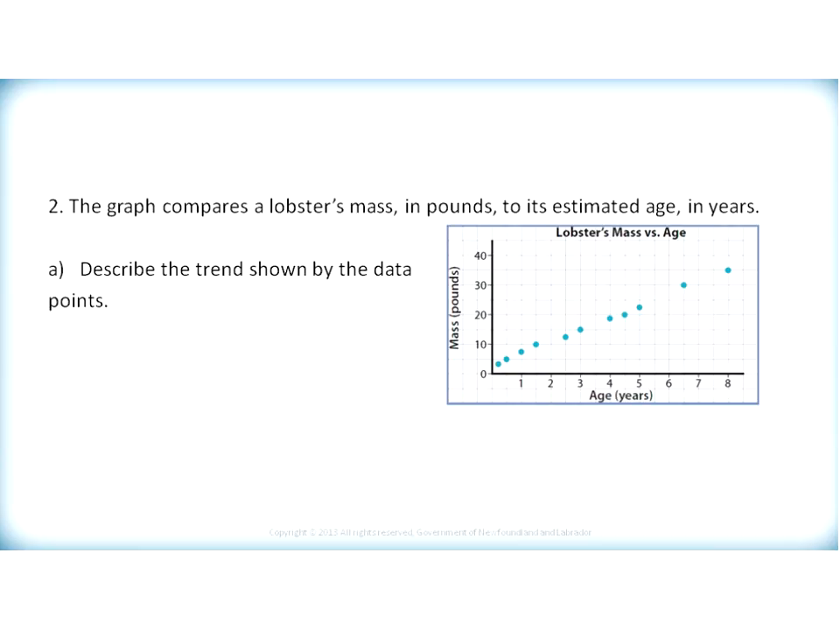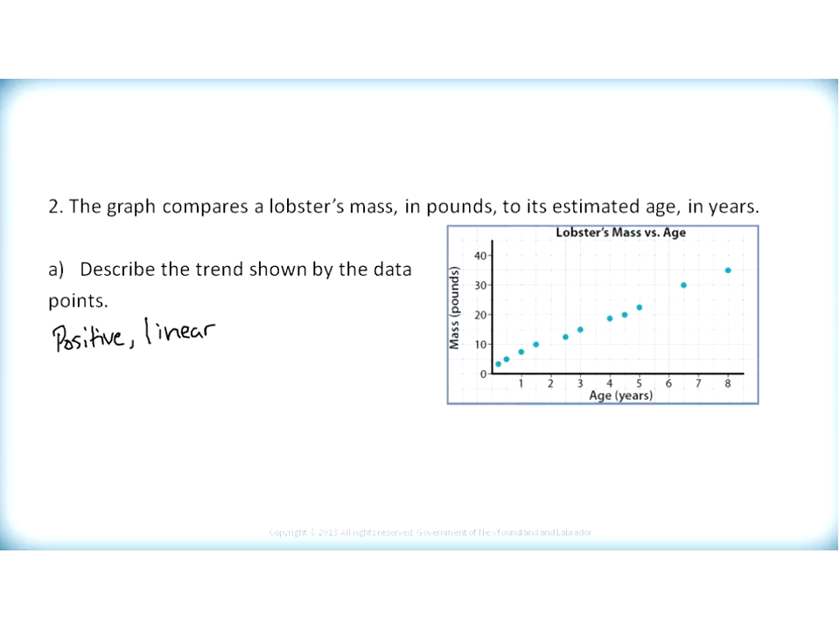Okay, the graph compares a lobster's mass in pounds to its estimated age in years. Describe the trend shown by the data points. Well, there's a positive trend, definitely, because as the age goes up, so does the mass, in pounds. So it's a positive trend. And it also appears to be pretty much linear.